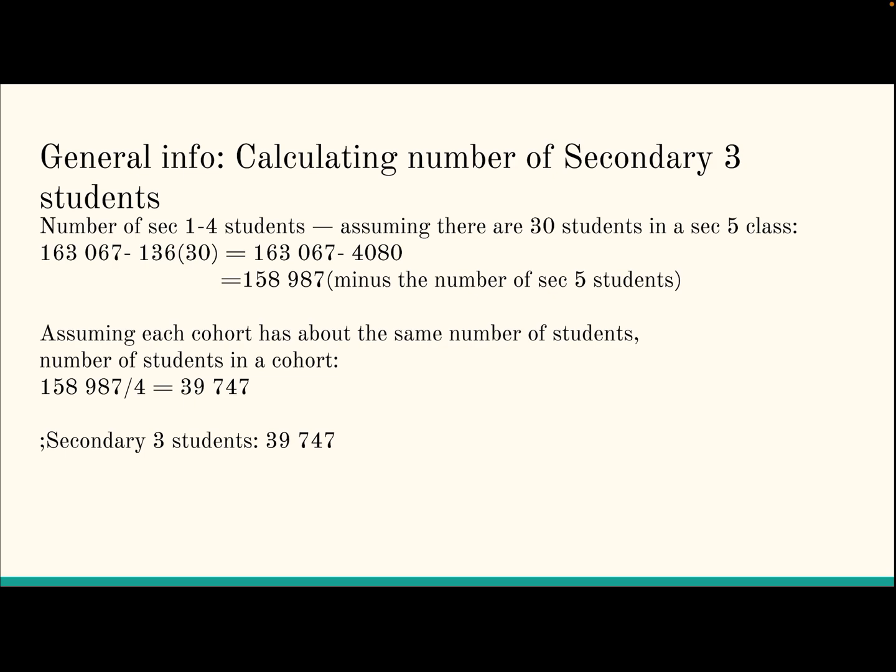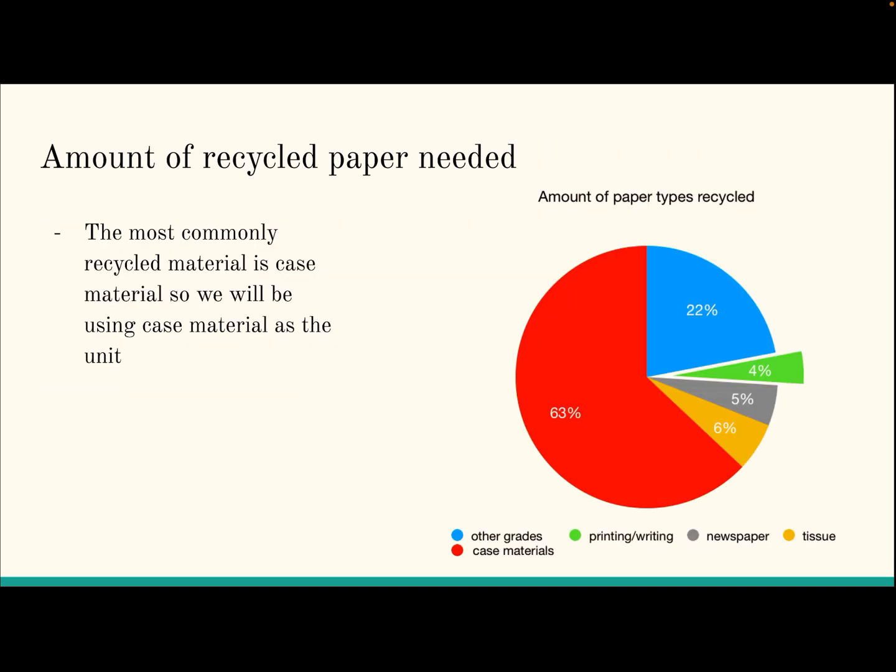For calculating the number of Secondary 3 students, we first calculated the number of Sec 1 to 4 students, assuming that there were 30 students in a Sec 5 class. So we found that the number of Sec 1 to 4 students was 158987. Assuming each cohort has about the same number of students, we took that number and divided by 4 to get 39747. So the number of Secondary 3 students would be 39747.